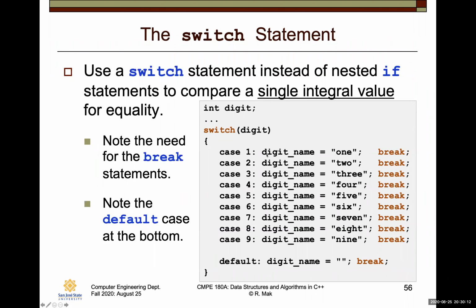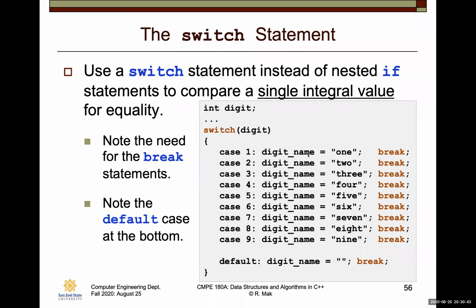to 1, then we want to execute this statement. In the case that digit is equal to 2, we want to execute this statement, and so forth. Okay, and if digit is not equal to any of these values, then there's a default case, and we execute this statement. Now, notice at the end of every case, there's a break. Okay, this is another common error, that you forget to include the break.